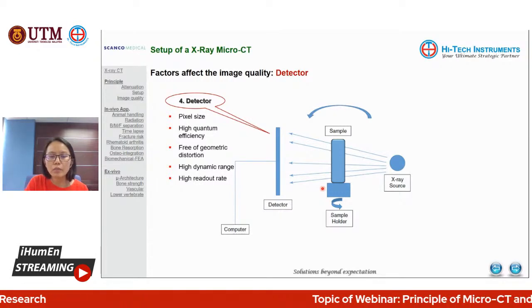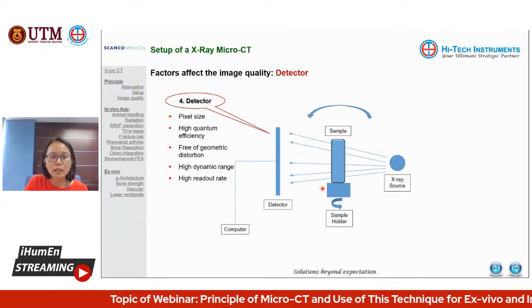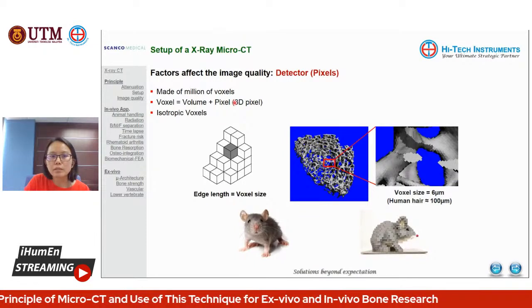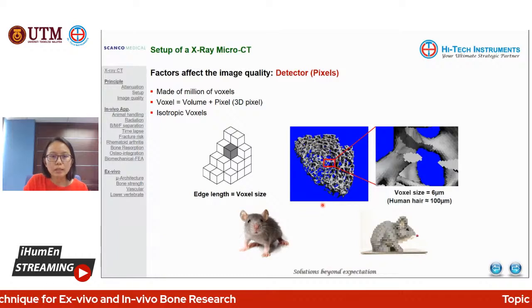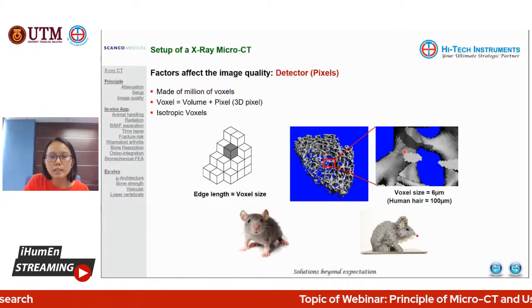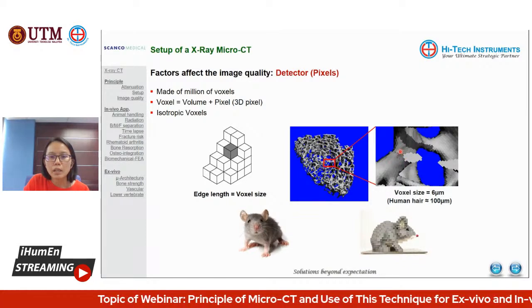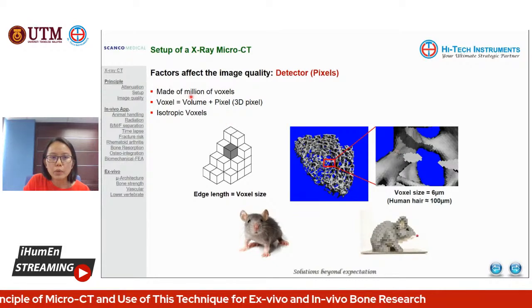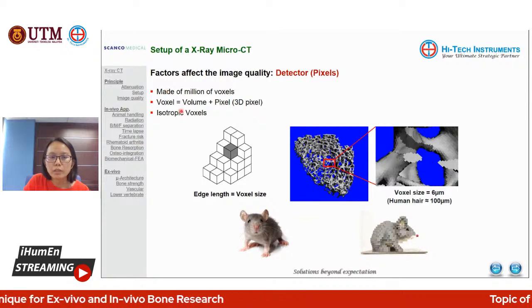But overall, the one that we users can change would be the pixel itself. So what is a pixel? If you zoom in on the image that you have captured, further zoom in to a stage where you can actually see the boxes like this, each box is equivalent to one voxel size here. So we also call it 3D pixels, which is equivalent to a voxel.